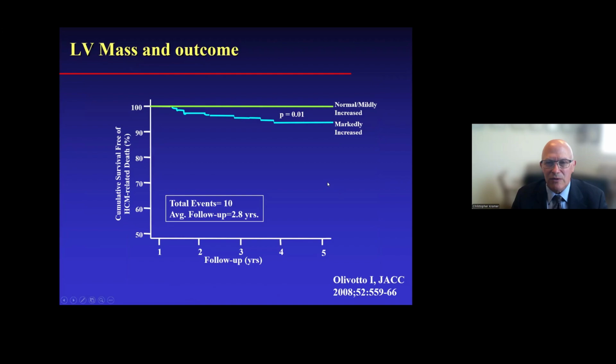So we know that measuring LV mass is important, and that was based on this older paper from Jacopo Olivotto and colleagues in Florence, showing that patients with markedly increased LV mass have reduced survival free of HCM-related death compared to those with normal or mildly increased LV mass. So keep this paper in mind when we come to the HCMR outcomes paper that I'll discuss at the end.